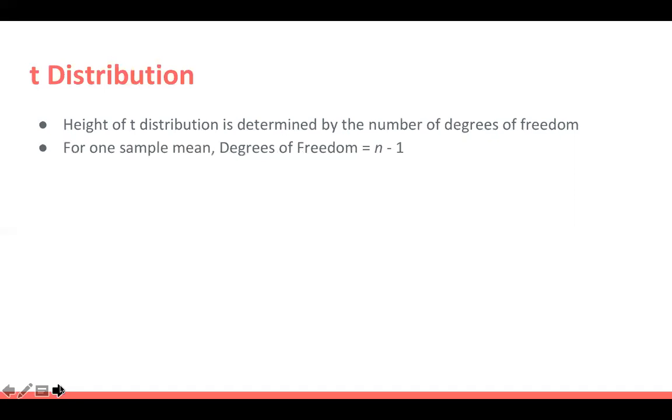Really what you need to know about it is that the height of it is determined by the number of degrees of freedom. So before you make any t-distribution in Minitab or StatKey, you're going to be asked to input the degrees of freedom, because that really has an effect on the height and the data that you get from that graph. To calculate degrees of freedom for one sample mean, it is your sample size minus 1. It's pretty simple, but you just want to make sure that you always input that so you get the best data for the problem that you're working on.